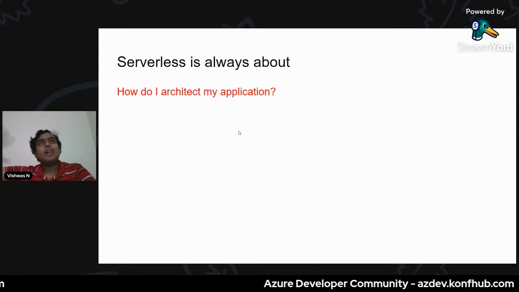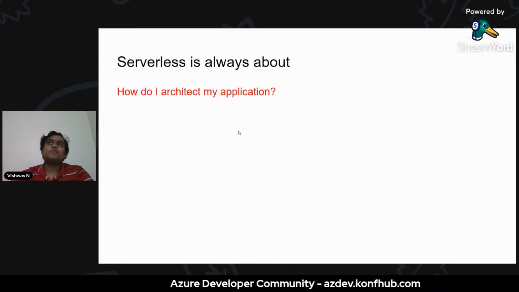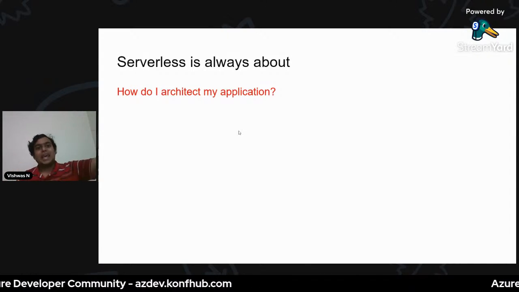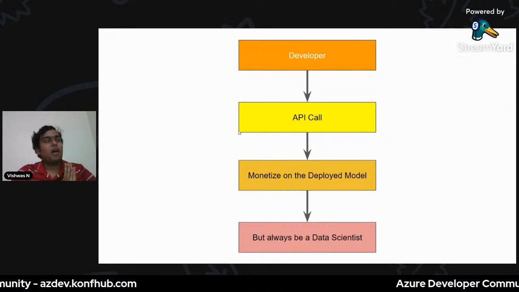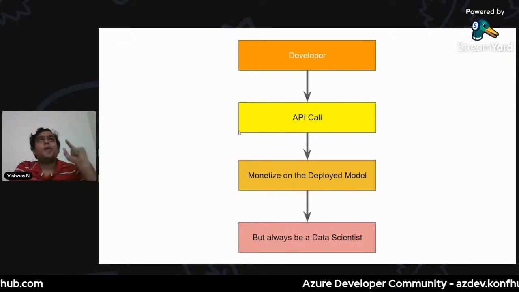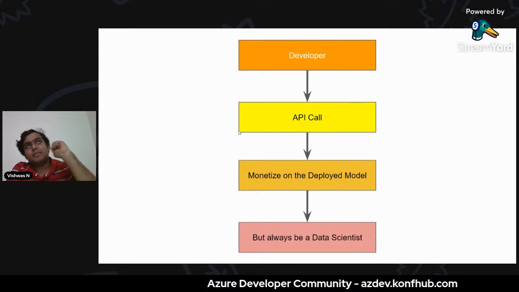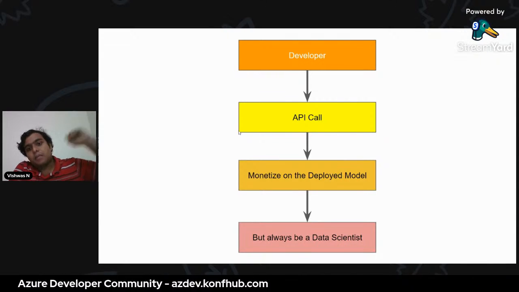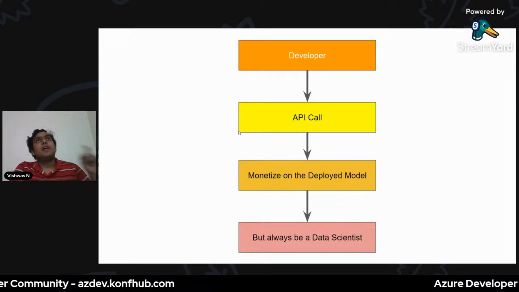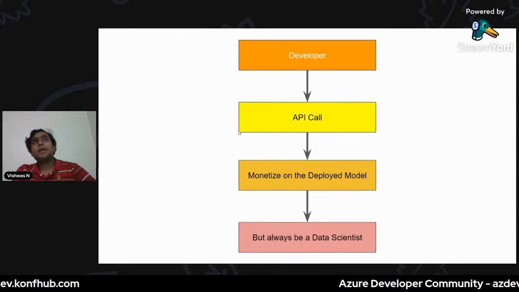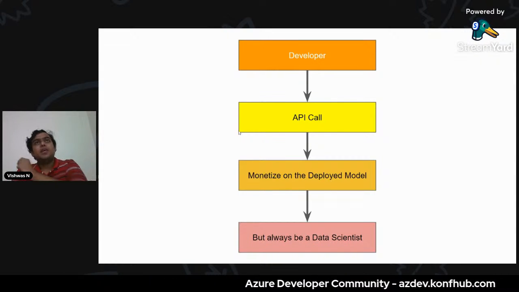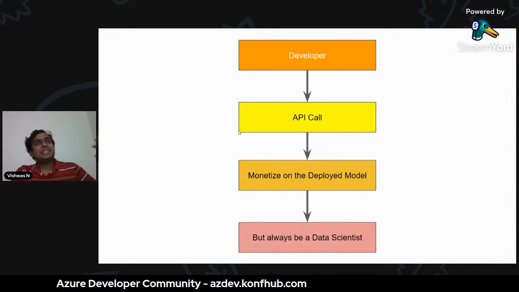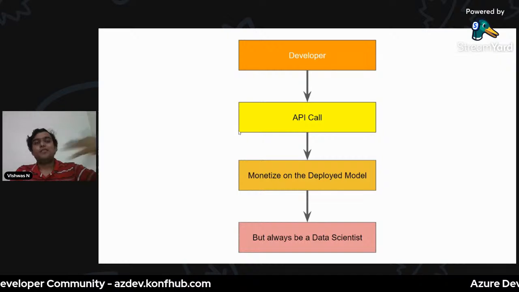So it all just boiled down to which software to use, what should I be doing, how many engineers should I hire, and at what scale I'll be deploying. So things got very simple. Every developer develops in a chunk, gives an API call, monetizes a deployed model, but always be a data scientist. I'll tell you why. Because when there is something wrong, you need to interpret the data. So data is the bread and butter, even if you are a full stack developer.